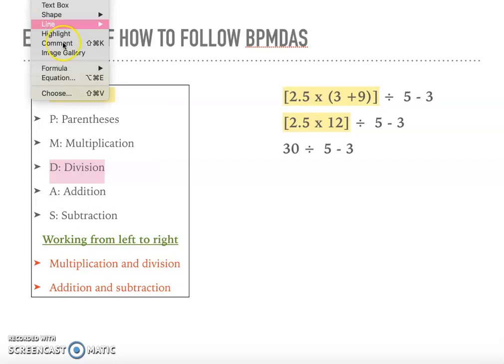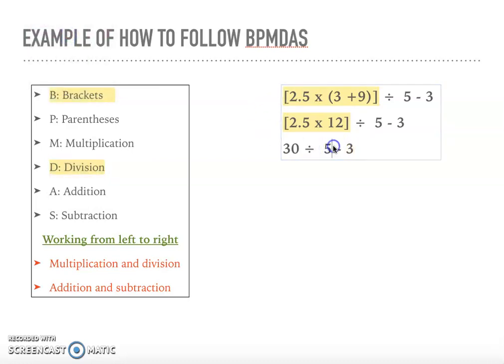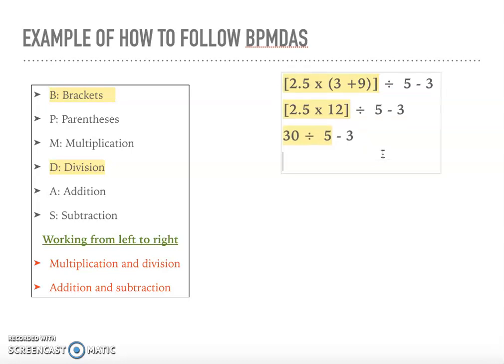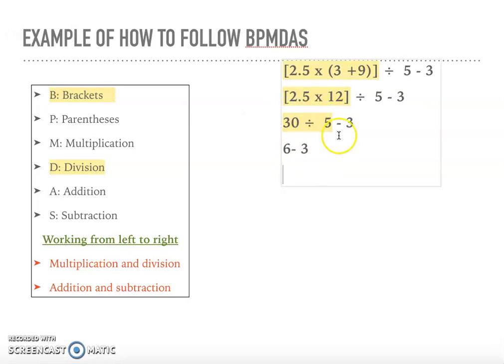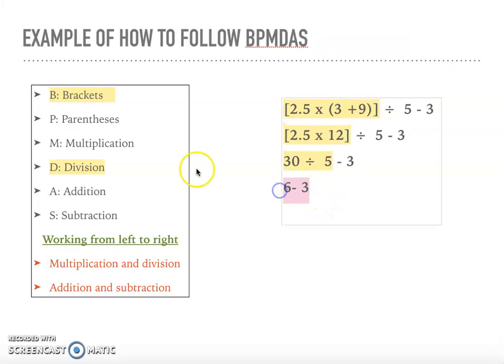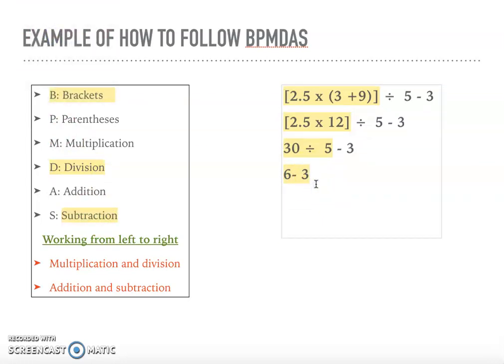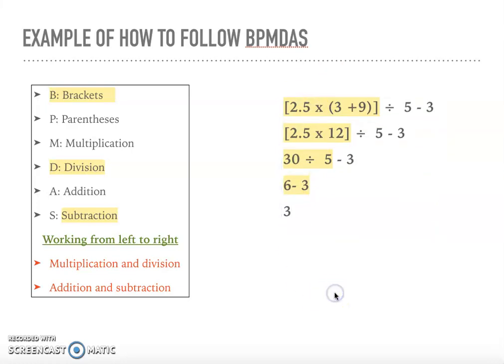So I'm gonna highlight or check my division, and I'm gonna underline or highlight in my expression 30 divided by 5, because that is what I'm gonna be dividing. So I already know that 30 divided by 5 is 6, because 6 times 5 gives me 30. And I'm gonna bring down whatever is left. So now my last step is easy peasy lemon squeezy to subtract. 6 minus 3 gives me 3. So the answer to this expression is 3, guys.